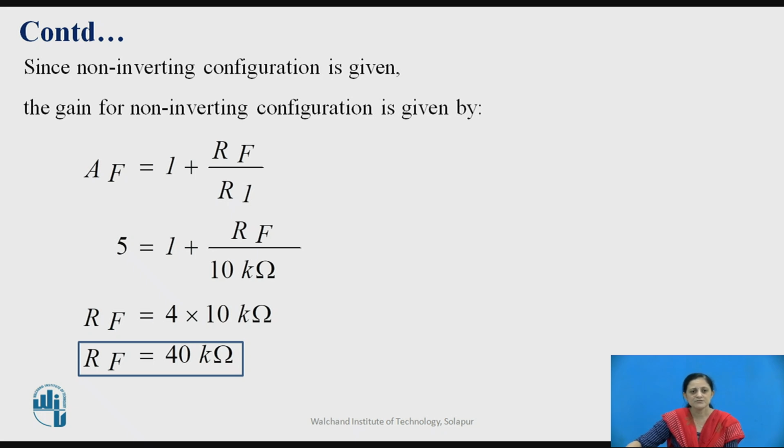Thus we can find out the values of the feedback resistor, input resistor, the gain or V out, the output voltage for inverting, non-inverting as well as for the voltage follower circuit by using the above formulae.